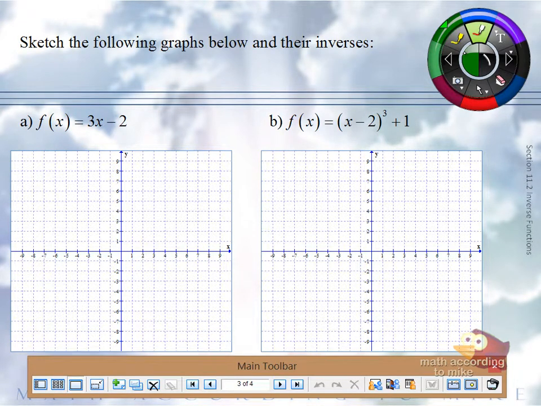We're going to do this in terms of transformations for both of them. Part A is a line. The y-intercept is, the slope says 2. So notice that's the ordered pair 0, -2, and the ordered pair 1, 1.